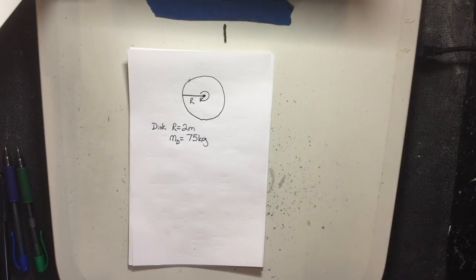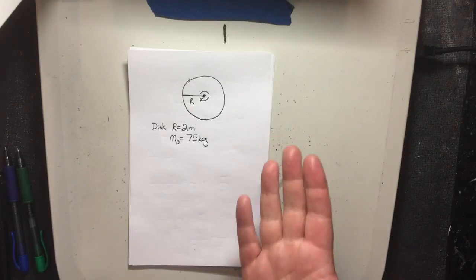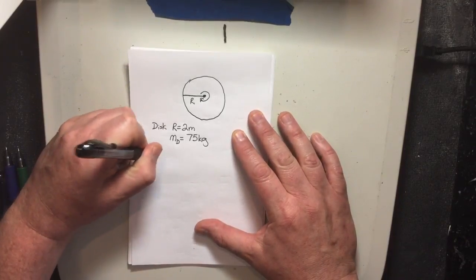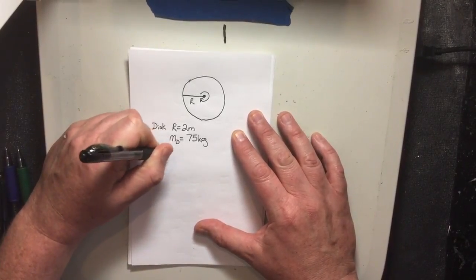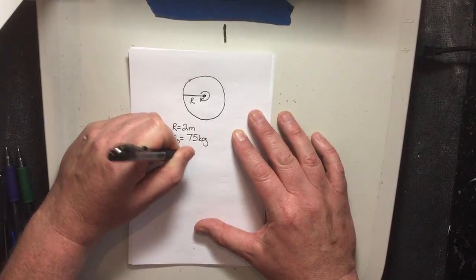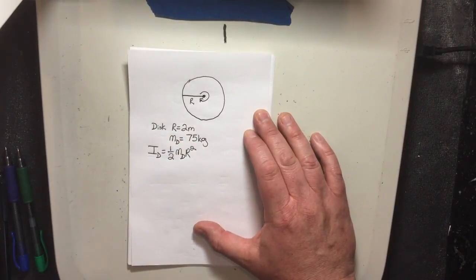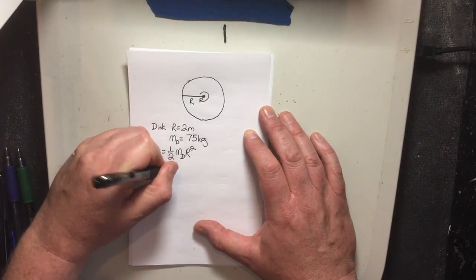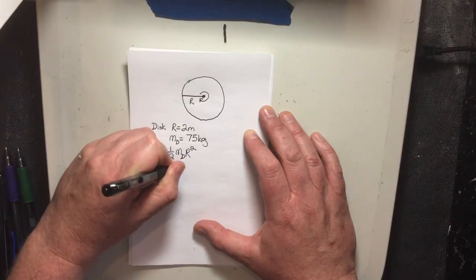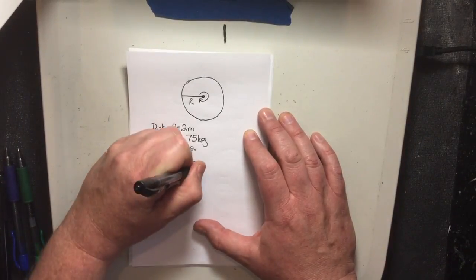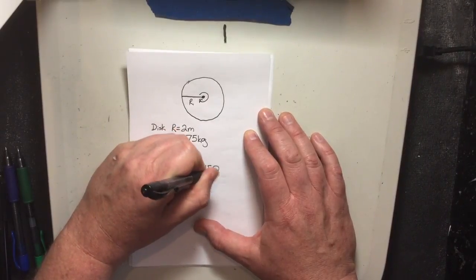And you'd go, well, what's the problem? Well, you could actually get a lot of information from just this. You could get its moment of inertia, which is just 1/2 mr squared. So if I simply asked for what's the moment of inertia of the disk, you would just go 1/2 times 75 times 2 squared, or 150.